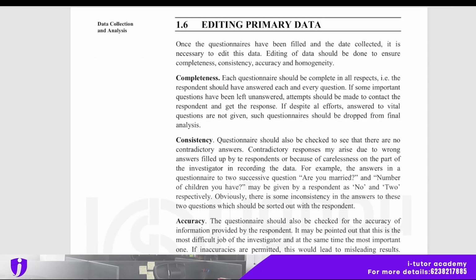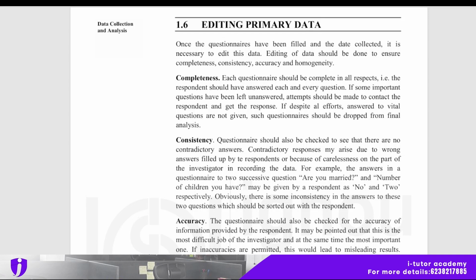In today's session, we will start with the subsection of Unit 1 MMPC 005, that is editing primary data. Once the questionnaire has been filled and the data collected, it is necessary to edit this data. Editing of data should be done to ensure completeness, consistency, accuracy and homogeneity.